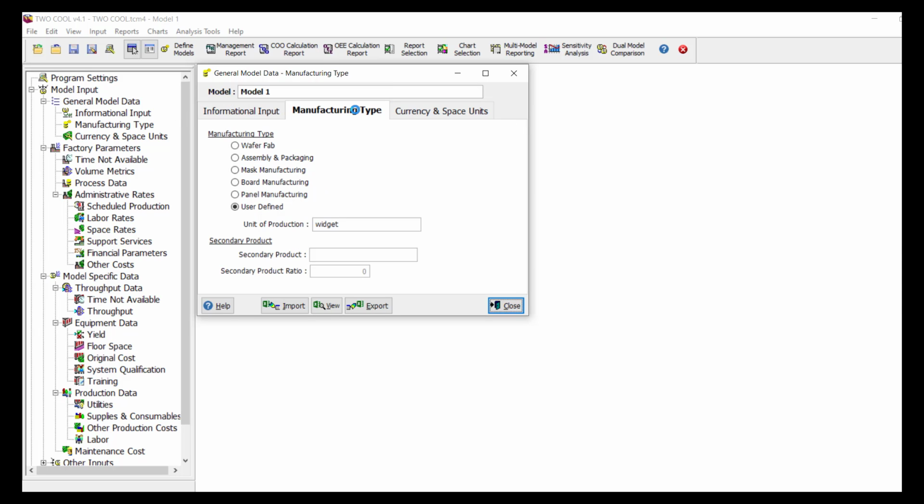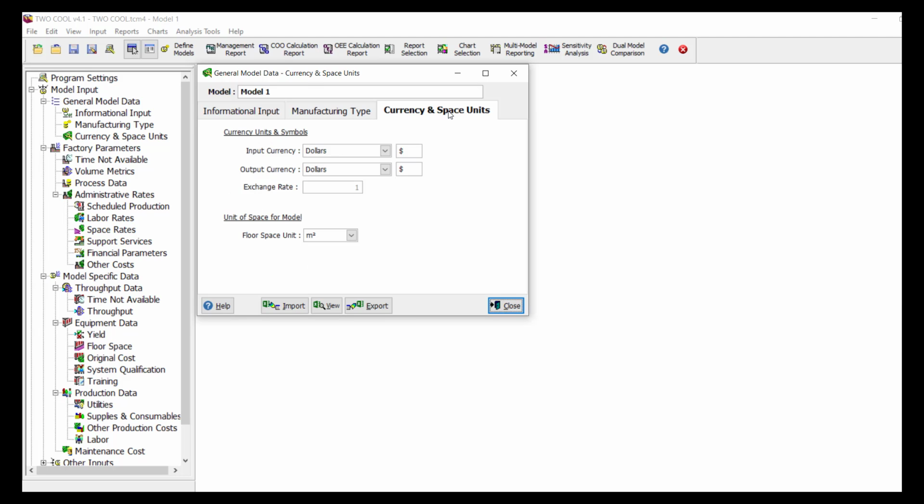There are two other tabs on this form: manufacturing type, which we have also discussed, and space and currency units. This allows us to have different input and output currencies and a resulting exchange rate, as well as the ability to have floor space specified in either metric or English units.